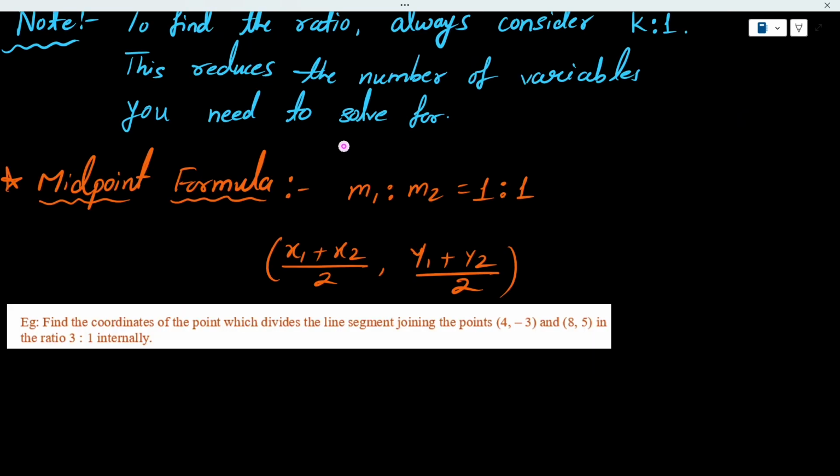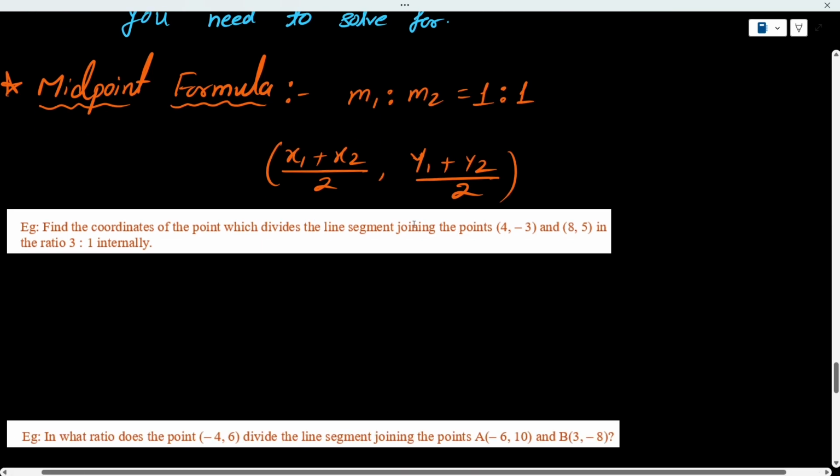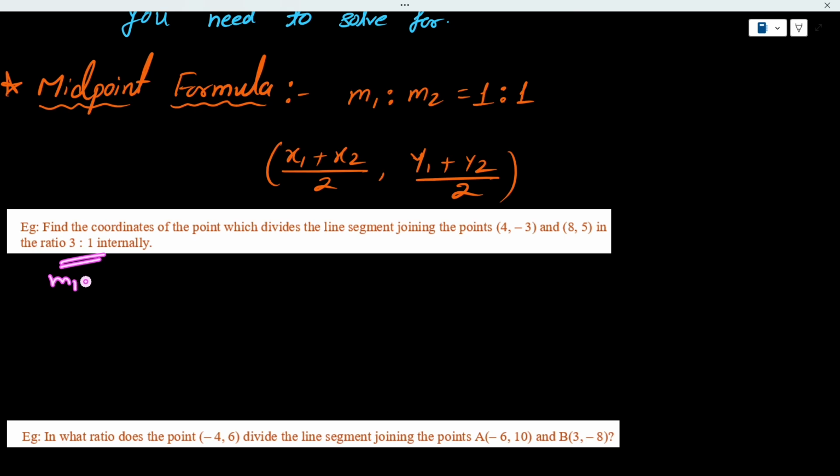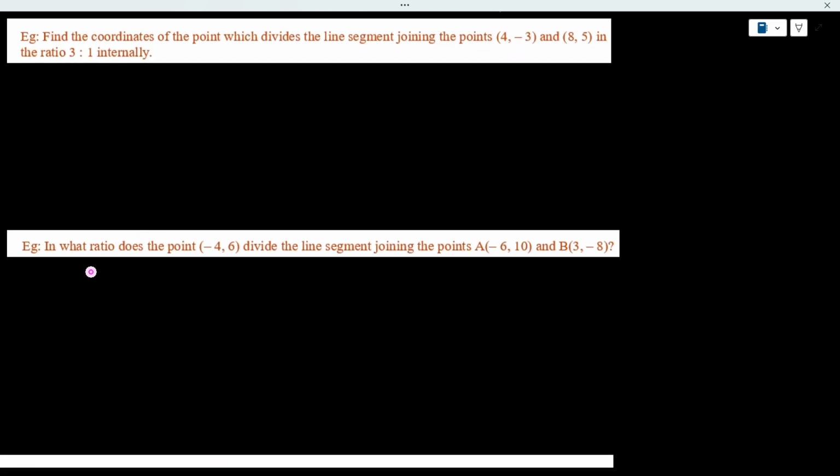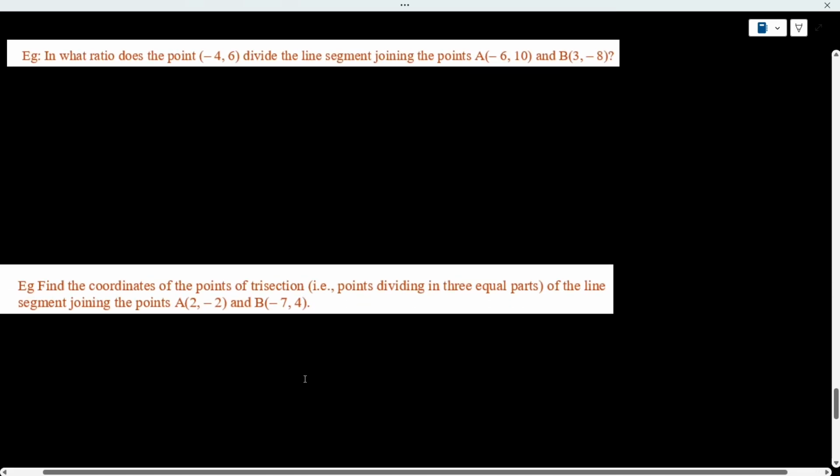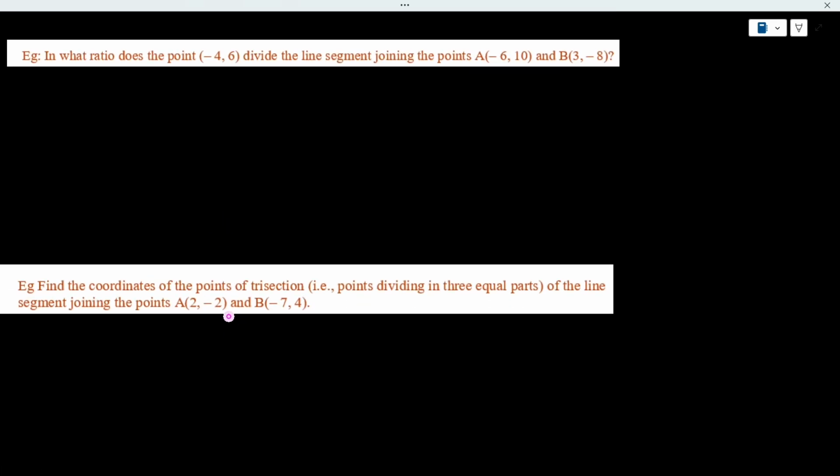From the section formula, we can derive the midpoint formula also. Because midpoint means your ratio is going to be 1 is to 1. So m1, m2, everything will become 1. So x1 plus x2 by 2, and here y1 plus y2 by 2. Now here you can see that the ratio m1 and m2 is given, and the coordinates are given. So using section formula you can solve this question. Now here, to find out the ratio, you will take k is to 1, right? So your m1 will be k and m2 will be 1, and again using section formula you can find out the ratio here.